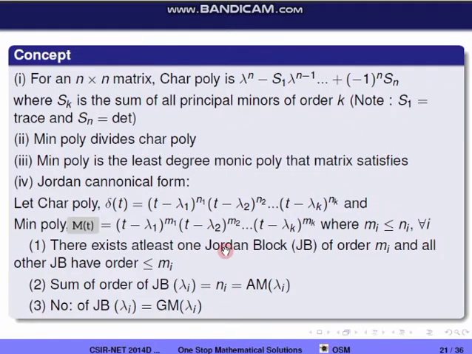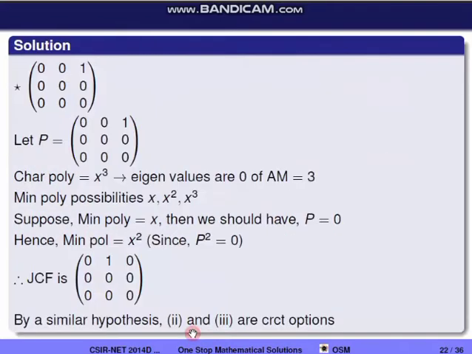Then we can say there exists at least one Jordan block of order mi, and all other Jordan blocks will have order less than or equal to mi. And the sum of the orders of the Jordan blocks for lambda i is equal to ni, where ni is the algebraic multiplicity of lambda i, and the number of Jordan blocks of lambda i is equal to the geometric multiplicity of lambda i. So now we'll move on to the question and check the options one by one.